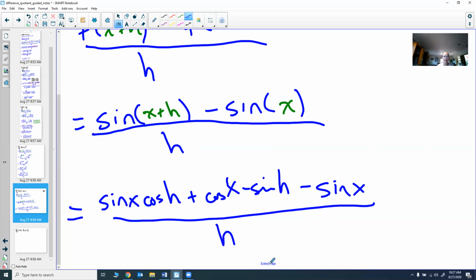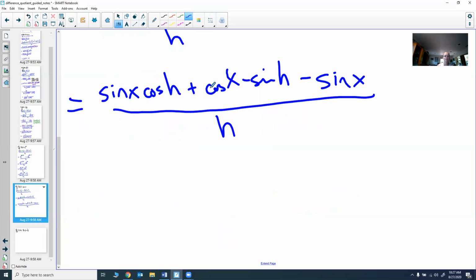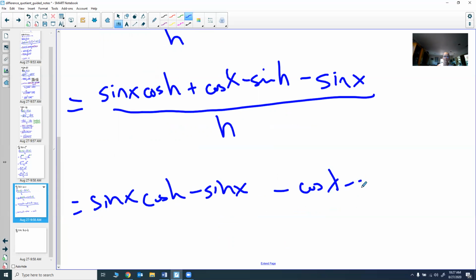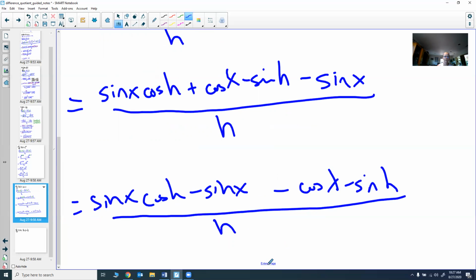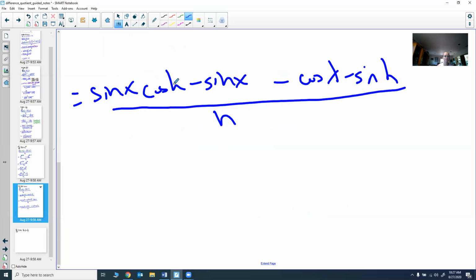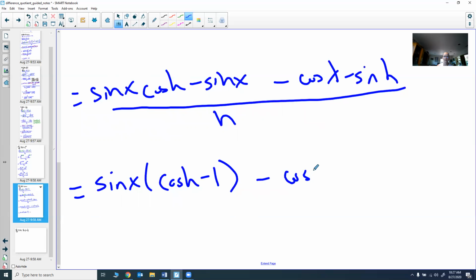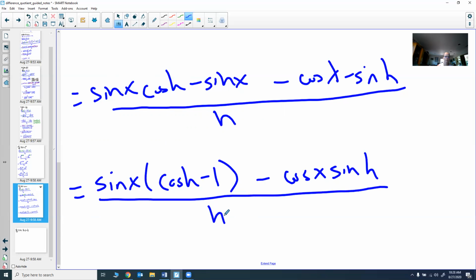Let's put the sine of x terms together. So I have sine of x cosine of h, minus sine of x, plus cosine of x sine of h, all over h. And you go, well, that doesn't do much for me. But what I notice is both these terms have a sine of x in them, so I can pull that out. So I get sine of x times (cosine of h minus 1), plus cosine of x sine of h, all over h.